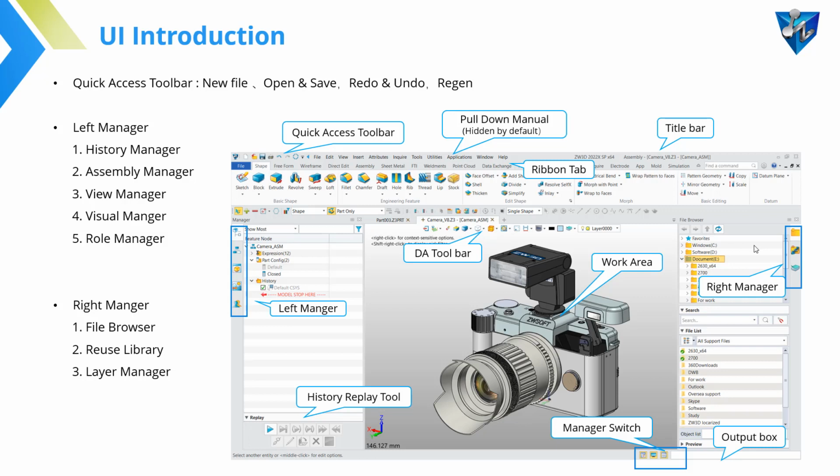On the right hand, you can find the right manager. It consists of the file browser, reuse library, and the layer managers. And on the bottom right, you can find the output box and the manager switch. I will introduce more detail in the software later.